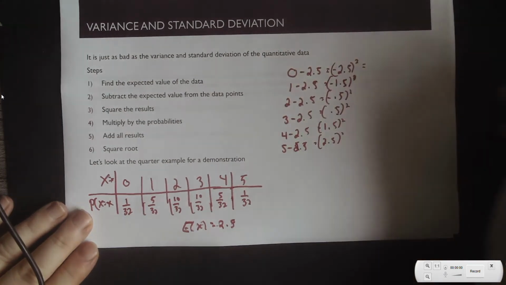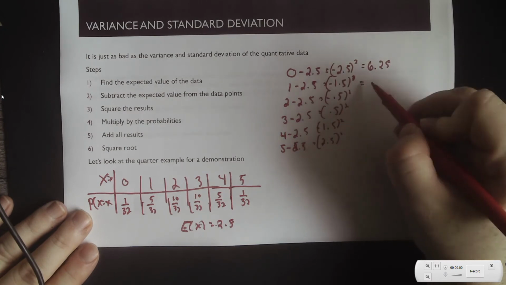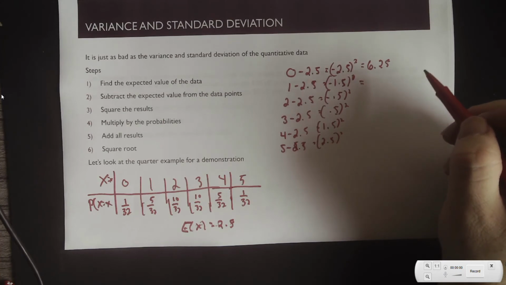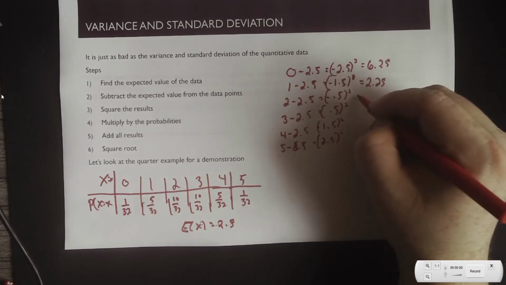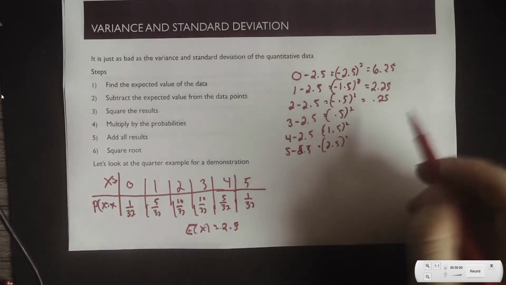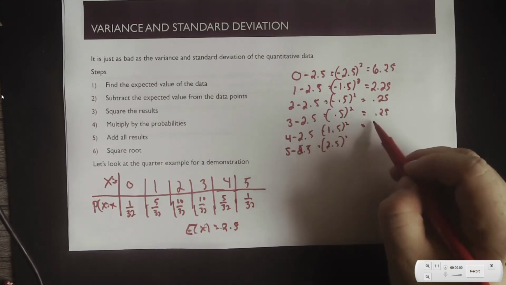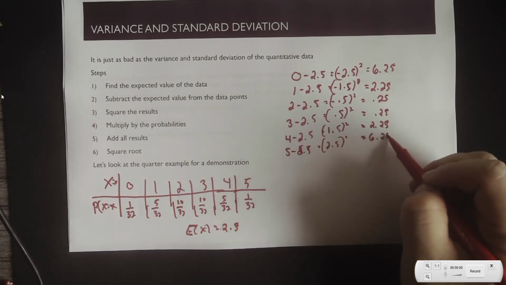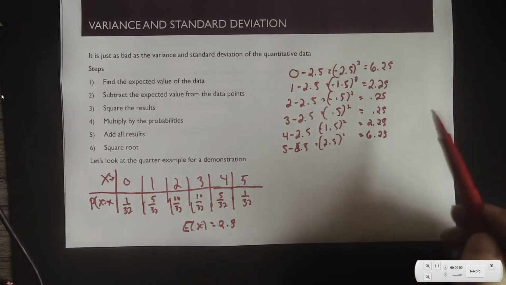So let's see. This would be 6.25. Pretty sure that's 1.25, but let me just double check real fast. Oh, 2.25. I'm glad I checked. Yeah, 1.5 squared is 2.25. I don't know why I had that issue. So then, that's a good thing about this being symmetric. I don't have to do half the work.